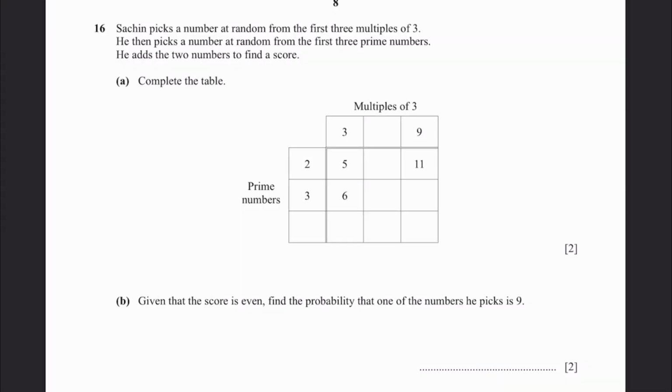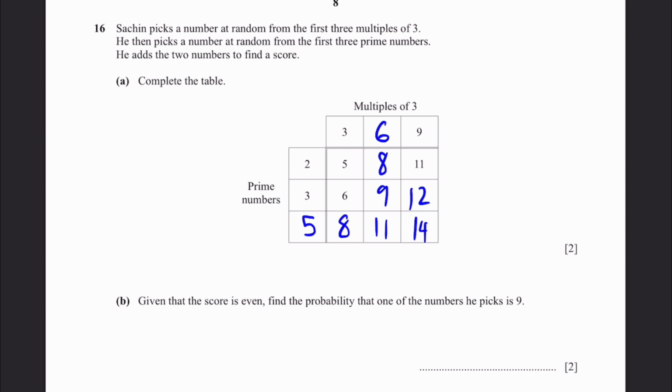Question 16. Sachin picks a number at random from the first three multiples of 3. He then picks a number at random from the first three prime numbers. He adds the two numbers to find the score. A. Complete the table. So the first three multiples of 3 are 3, 6, and 9. The first three prime numbers are 2, 3, and 5. Now adding these up, we get all these scores. We get 8 here, 8 here, 9 here, 11 here, 12 here, and 14 here.